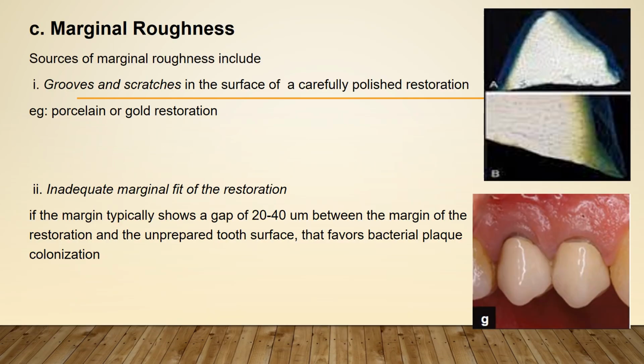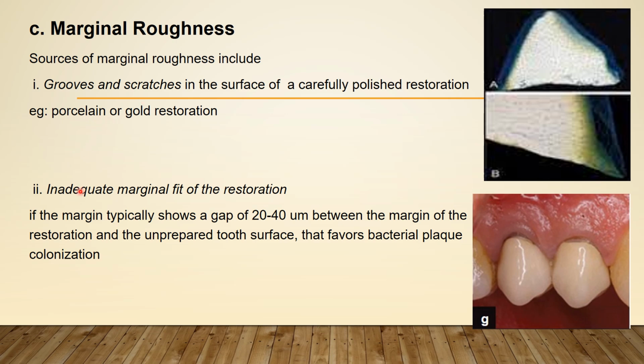Coming to the next point, that is marginal roughness. What are the sources of marginal roughness? They include grooves and scratches. You always know that any grooves or scratches on the surface of a restoration will always favor plaque retention, and then it can lead to gingivitis. The next point is inadequate margin fit of the restoration.